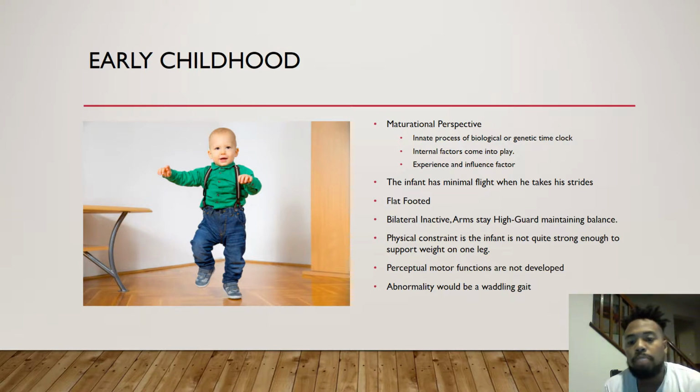The infant has minimal flight when the child takes her strides. The child is very flat-footed. The child is very bilateral, inactive, where his arms stay at a high guard position, maintaining his balance. For physical constraints, the infant is not quite strong enough yet to support the weight on one leg. For perceptual challenges, motor functions are not developed, and an abnormality would be the child waddling through his walking.